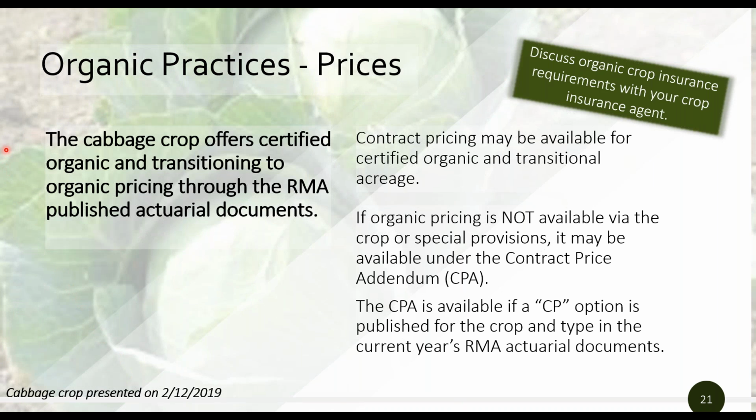The cabbage crop does offer certified organic and transitioning to organic pricing. You will need to check with your agent for those current prices. Contract pricing may also be available for certified organic and transitional acreage. If organic pricing is not available by the crop or special provisions, it could be available under the contract price addendum. Again, I would check with your agent to see what's available for your state and county.